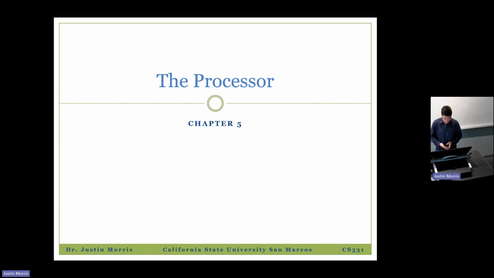Okay, we're going to be starting chapter 5, which is all about the single cycle processor. The introduction to the data path of how a processor works. So this is the core part of the course. Everything that we were learning before this prepared us to understand the processor part.